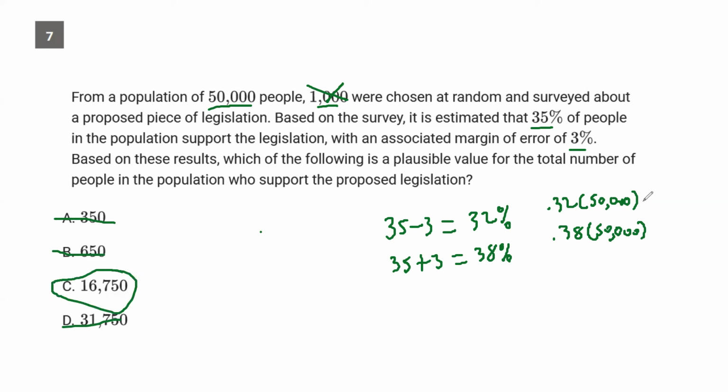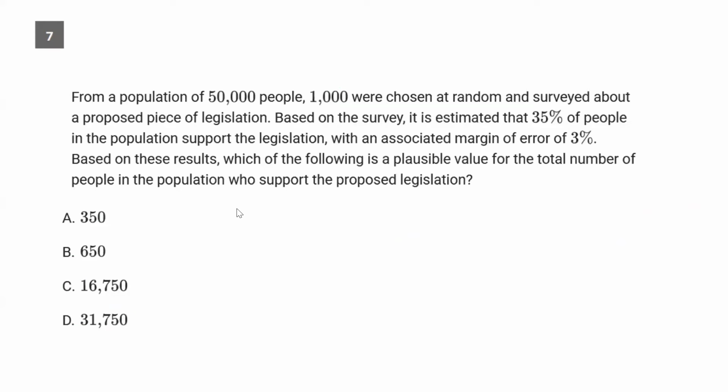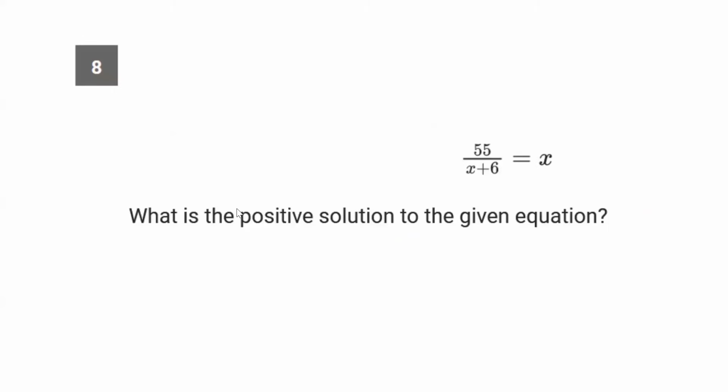But if you want to do the math, we can work it out, and you get 0.32 times 50,000 is going to get you 16,000. And then 0.38 times 50,000 is going to get you 19,000. So any answer between 16,000 and 19,000 could have worked, and the only one that works is C. So again, you can use the answer choices to make the question faster and easier for yourself. On the SAT, it's a lot about using your mental resources when you need them and saving them when you don't. Okay, so now let's try this one.